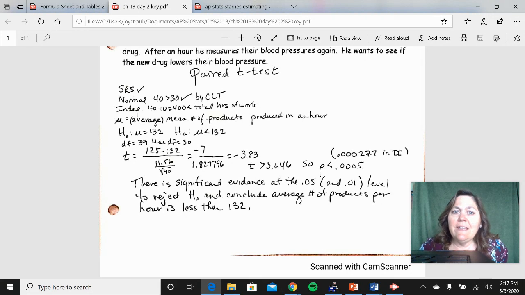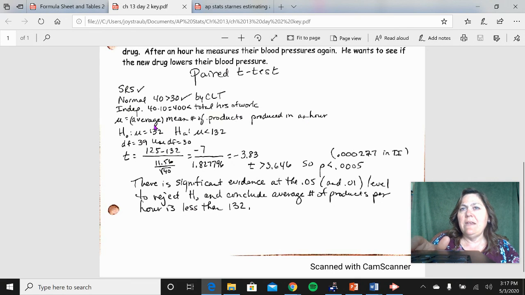Of course, you needed to state your parameters, H0 and Ha. I just kind of did a quick run through here. Right here, you can see my parameter is the mean number of products produced in an hour. Okay, we need to say mean, not average there. That's why I put that in parentheses. Your H0 and your Ha, since it's less than is the Ha. This is a 1-sample t-test, so I did the SRS. I could use CLT for normal because it's for means, and then the independence checked off.